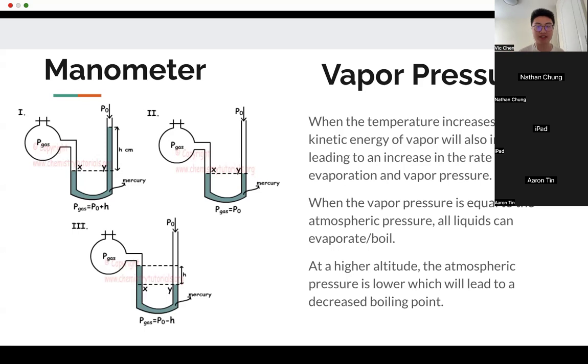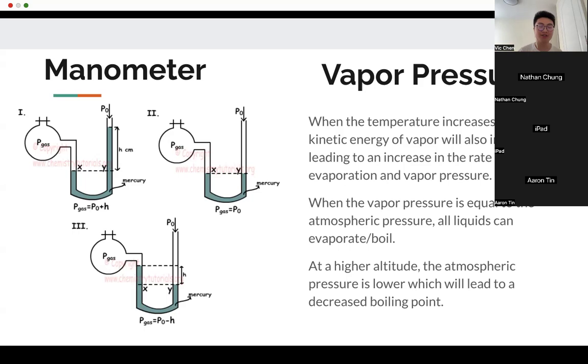Now, another topic that we need to cover is vapor pressure. When the temperature of a certain environment increases, the kinetic energy of the vapor that is produced by a liquid will also increase. And because of this, it will lead to an increase in evaporation and vapor pressure. This is how boiling liquid works. The liquid is heated, right? If you're heating a kettle for, I don't know, maybe some tea, then the vapor is produced, the steam that you see. That's the water vapor that you see. And when this vapor pressure is equal to the atmospheric pressure, that is when liquids will evaporate and boil.